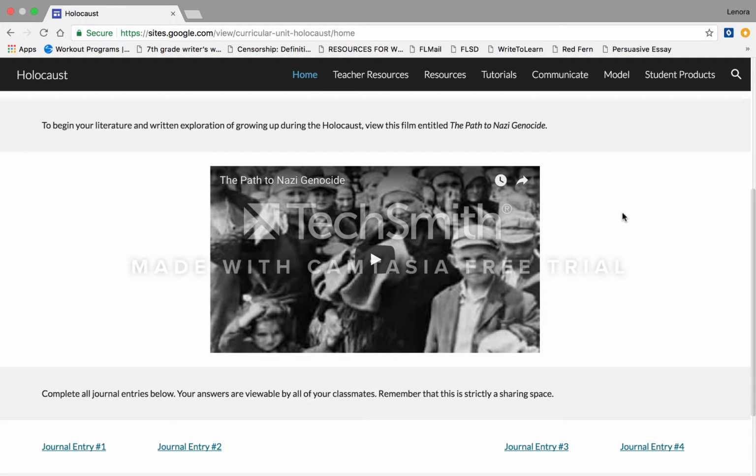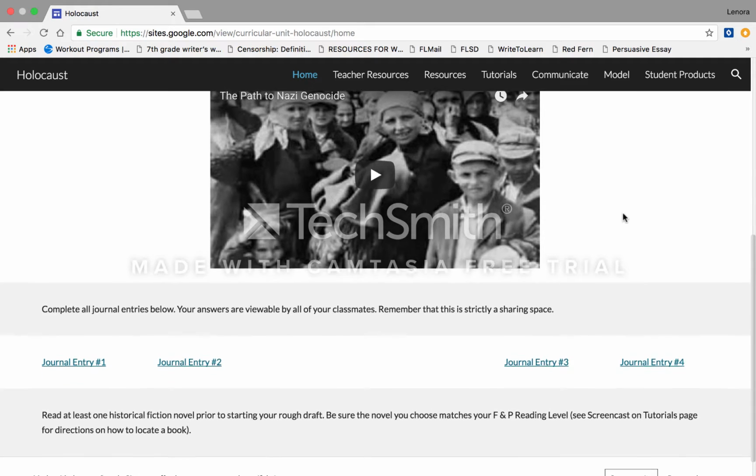It is fairly graphic, but as with most units like this, she will have sent a note home to the parents explaining this is what we're studying. They're going to see some graphic images because this is not the only movie that they're going to see about the Holocaust, just so that the parents are aware of what we're doing in the classroom.